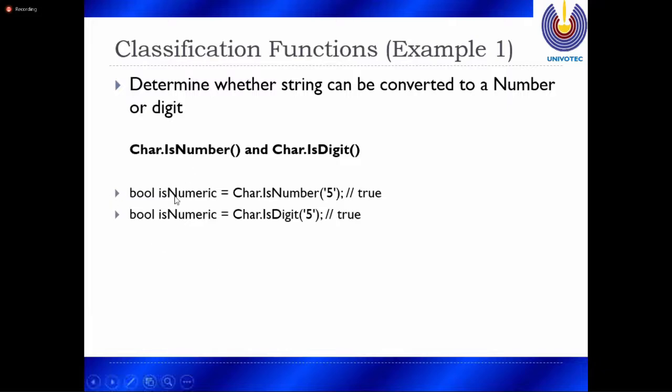Now the next one, bool isNumeric. This is the variable, the Boolean type. True or false, you can use Char.IsDigit('5'). This also, the digit number is 5. It is also a digit, 5. It's true. Now you can check isNumeric equals Char.IsLetter('5'). 5 is not a letter because it is a number or digit, not a letter. Then it's false.